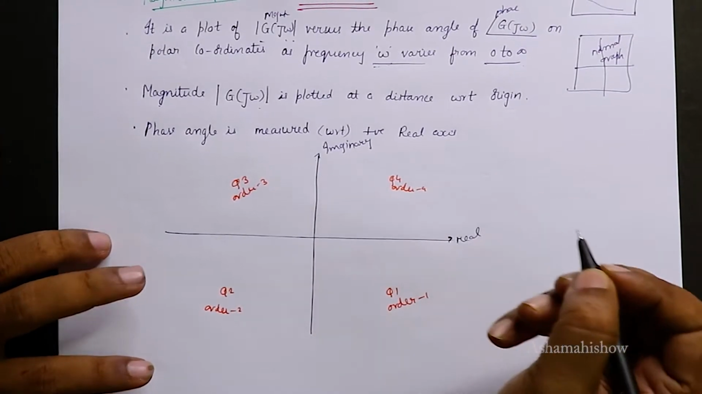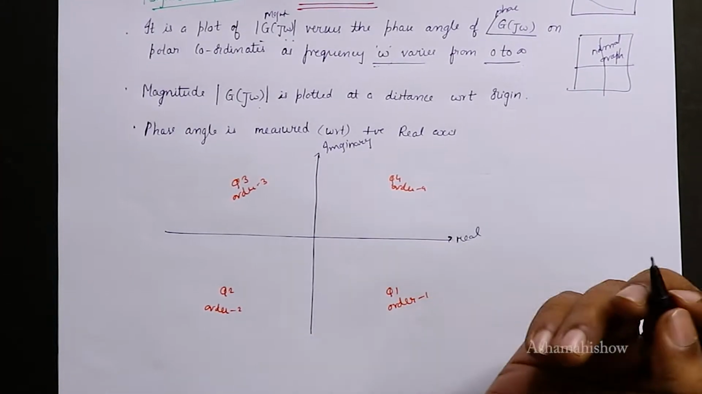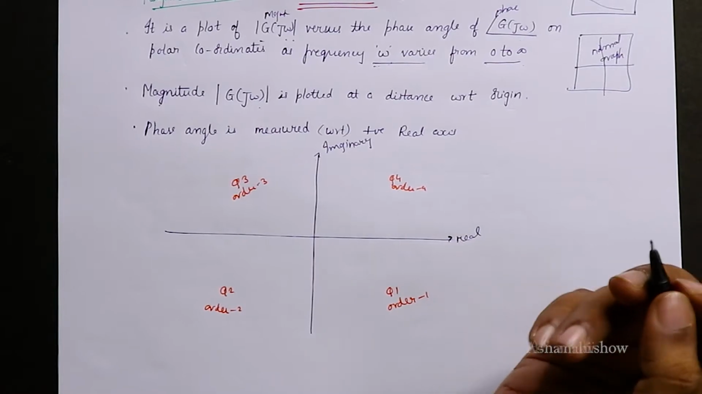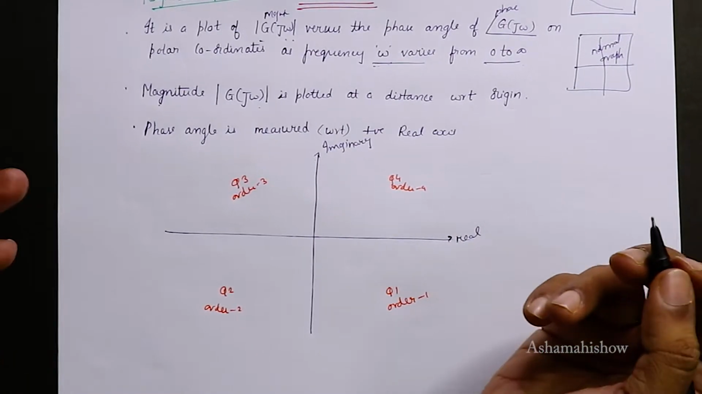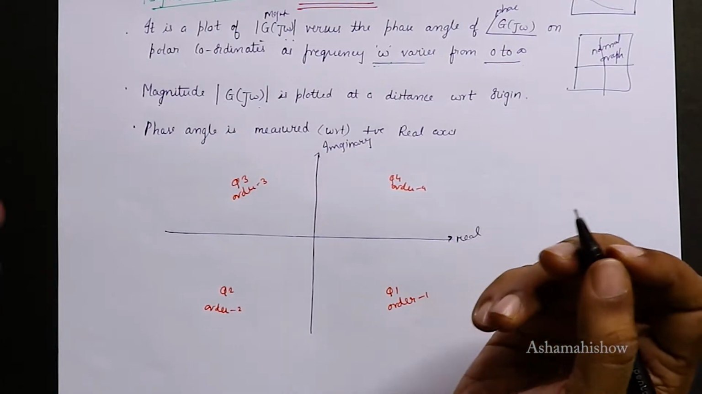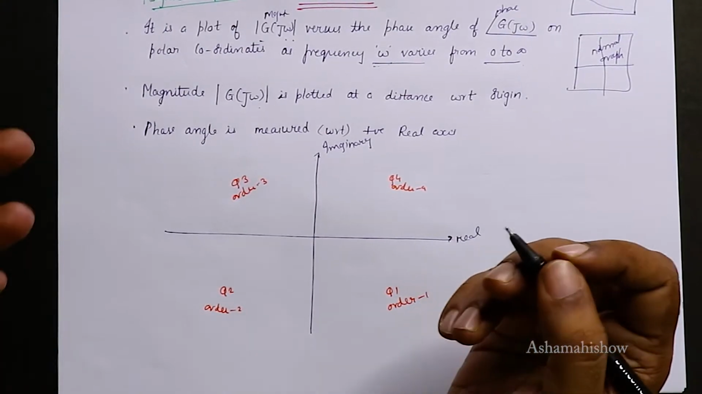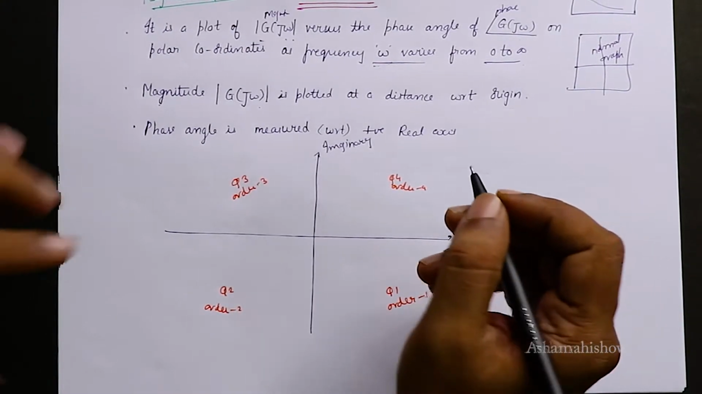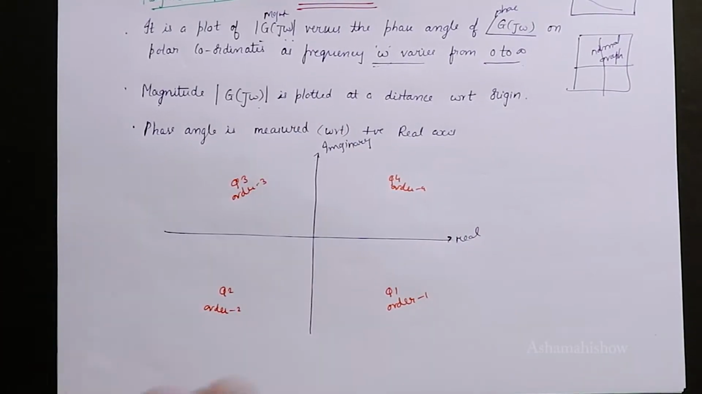You know what an order is, right? The highest degree is taken as the order. If s, that is s to the power 1, that is of 1 degree. s square is second degree, s cube is third order, third degree, third order. So this is how I will tell you. So orders are taken in the form of quadrants.